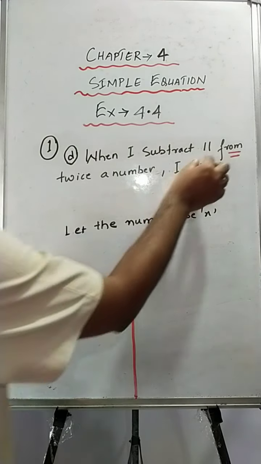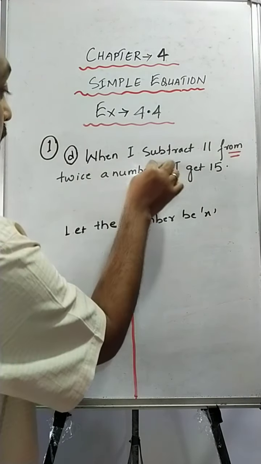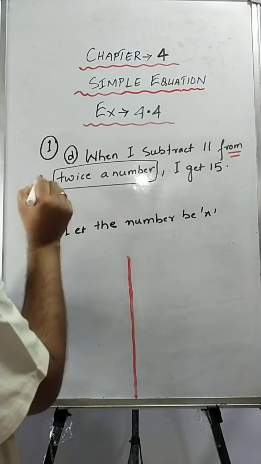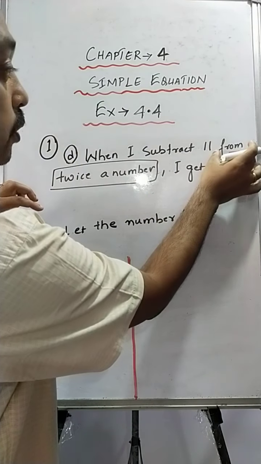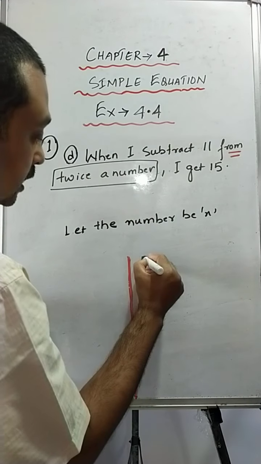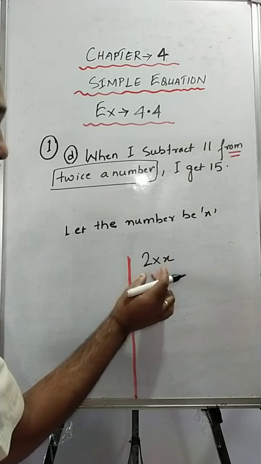So when 11 from this is written, now students, then you have to mention this part first. That means from this you are subtracting 11. So this word is very important, from. So how to write twice a number? Twice a number means 2 into x, students. 2 into x. So this is called twice a number.